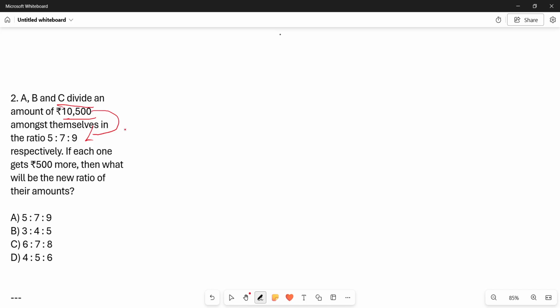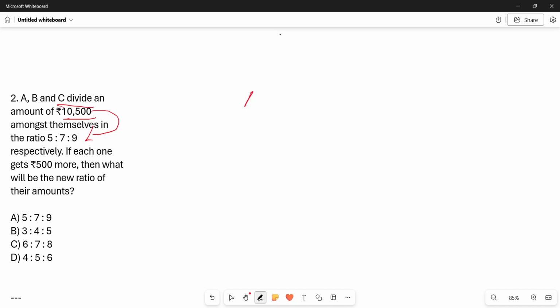So three friends, imagine A, B, C. They divide 10,500 in the ratio 5 is to 7 is to 9. After dividing, I'm giving 500 to each one of the persons. So I'm asking what is the new ratio when I give 500 rupees to these three friends. So that is the question.